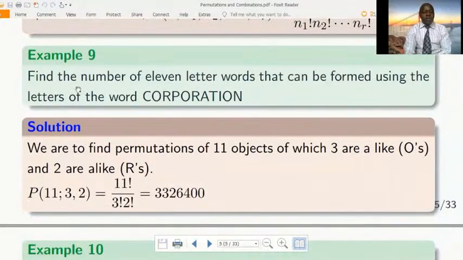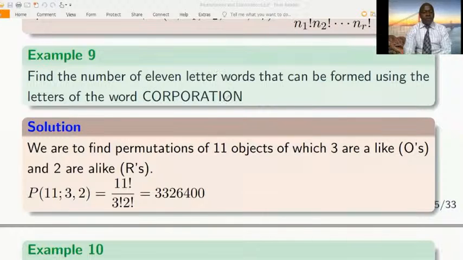Now, the question is, find the number of 11-letter words that can be formed using the letters of the word corporation. So we want to use the letters of this word to form 11-letter words. First of all, how many letters are these? 1, 2, 3, 4, 5, 6, 7, 8, 9, 10, 11. There are 11 letters, and we want to arrange all of them at a time. So the question is, how many arrangements would we come up with?